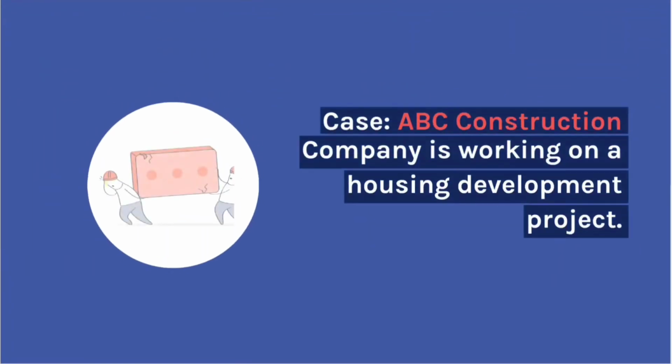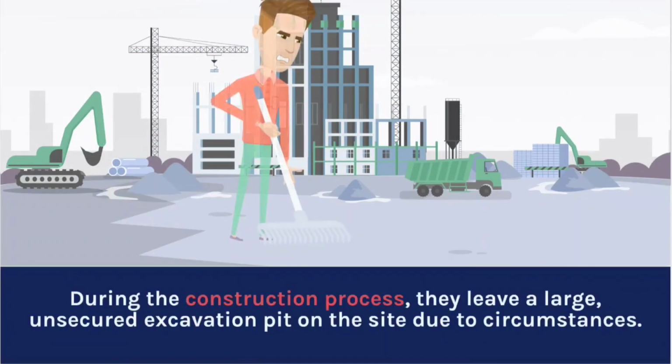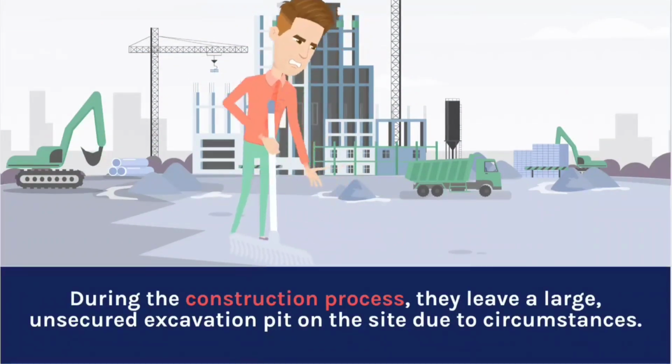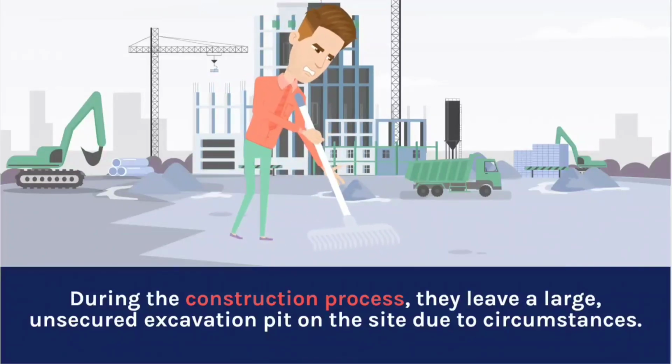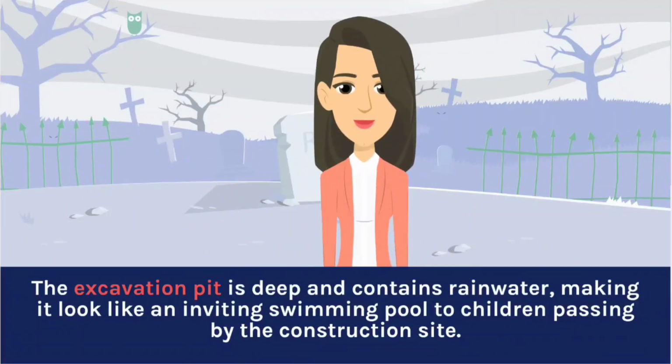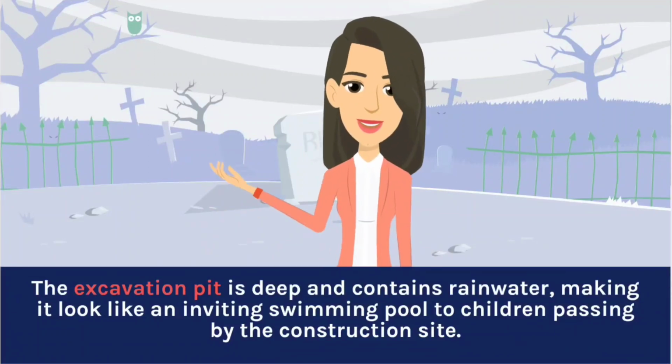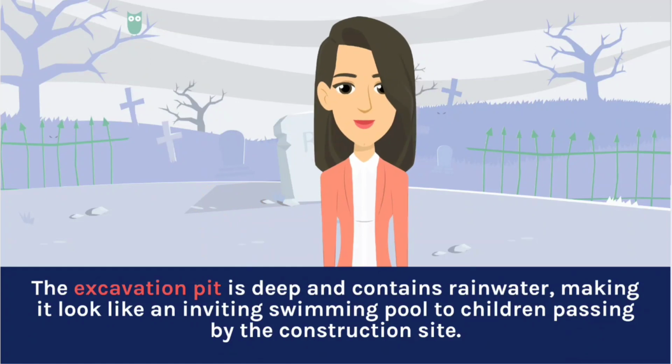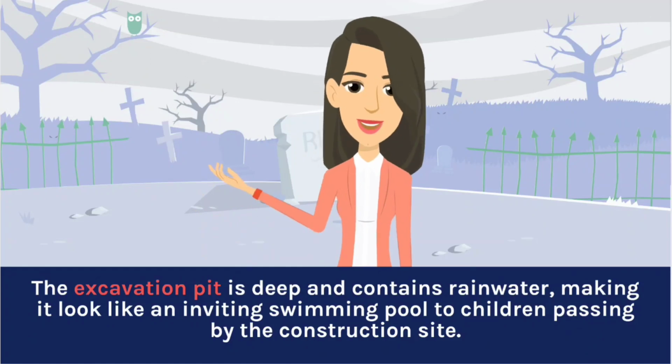Sample case. Case: ABC Construction Company is working on a housing development project. During the construction process, they leave a large, unsecured excavation pit on the site due to circumstances. The excavation pit is deep and contains rainwater, making it look like an inviting swimming pool to children passing by the construction site.